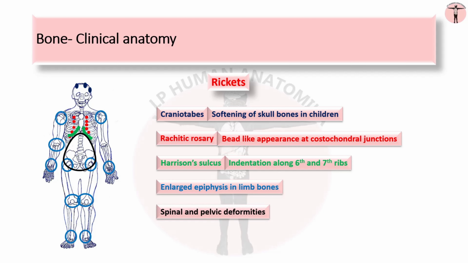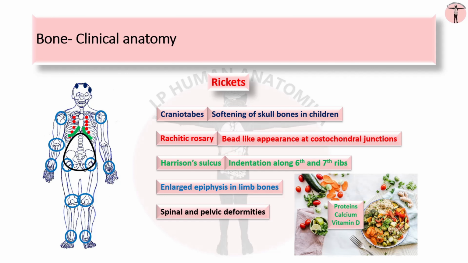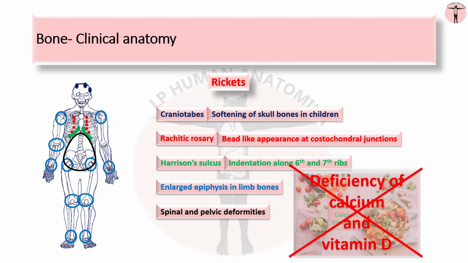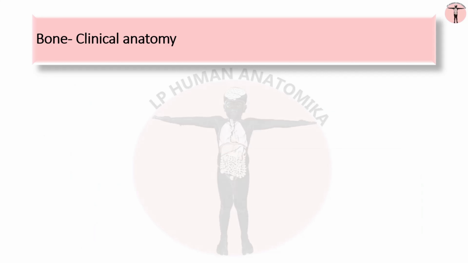For proper development of bones, a child requires adequate amounts of proteins, calcium, vitamin D. Deficiency of calcium and vitamin D in growing children leads to widening of ends of bones with inadequate ossification.